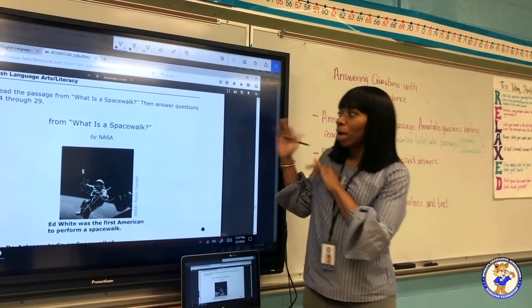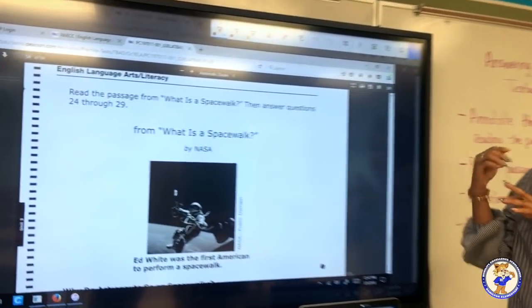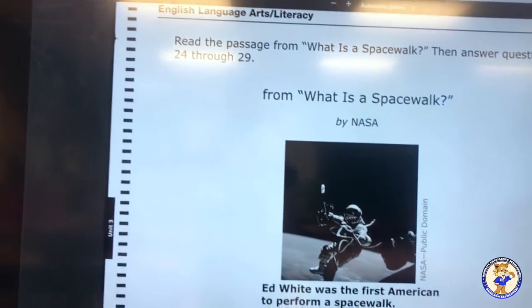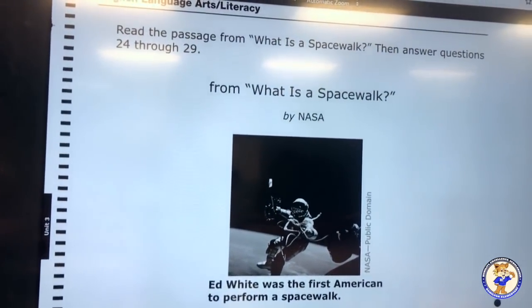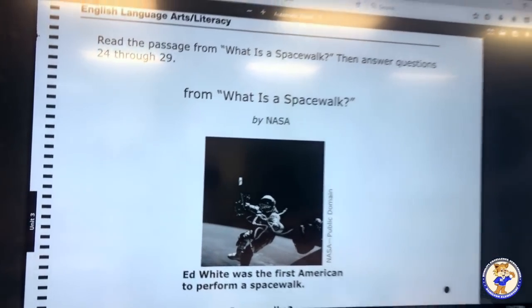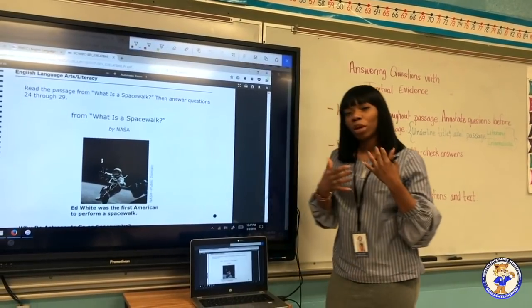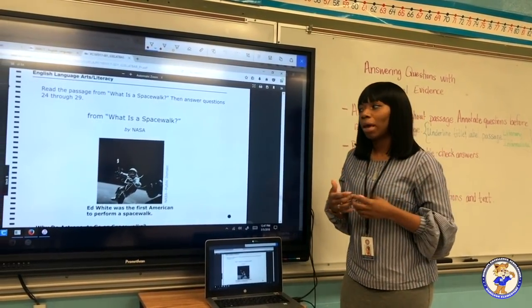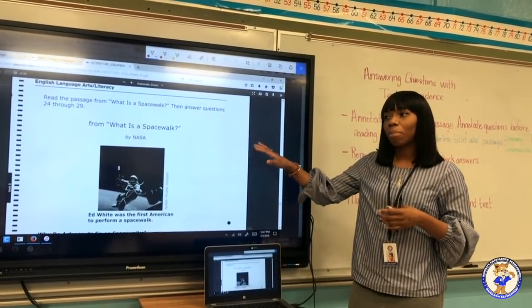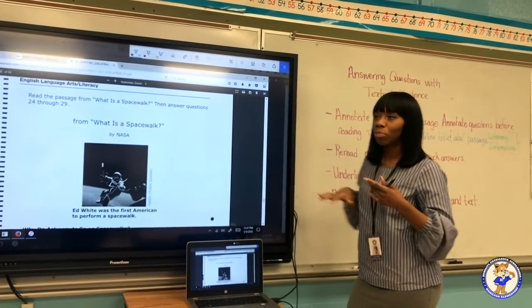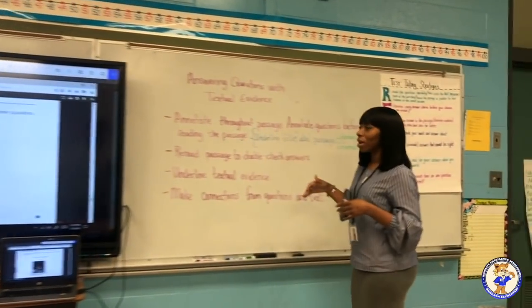So I have a practice passage here today. What is a Spacewalk? It is on a PARCC assessment sample. And I have the passage here, and I'm gonna kind of demonstrate for you how we annotate the passage. Before we start annotating the passage, I just want to go over some of these simple steps that we go over every day in class.